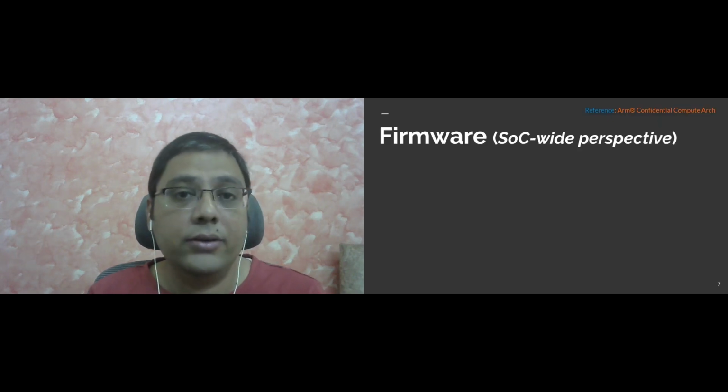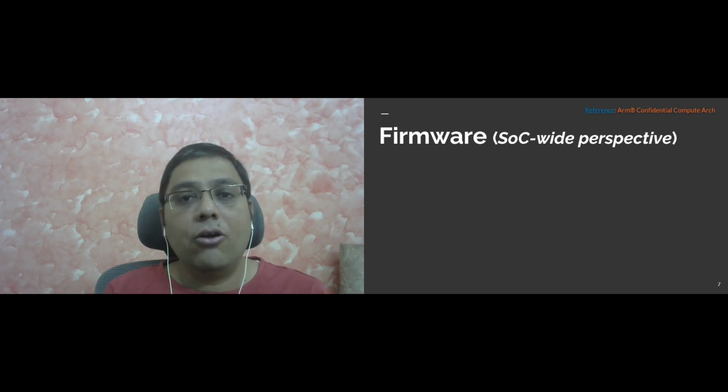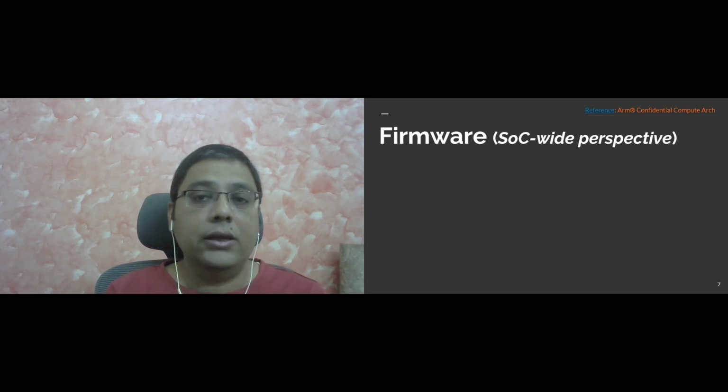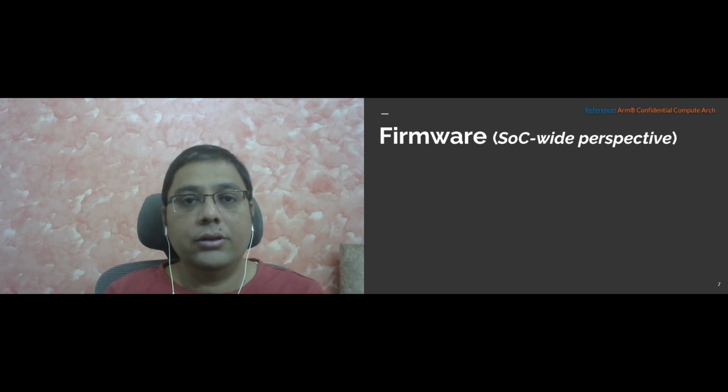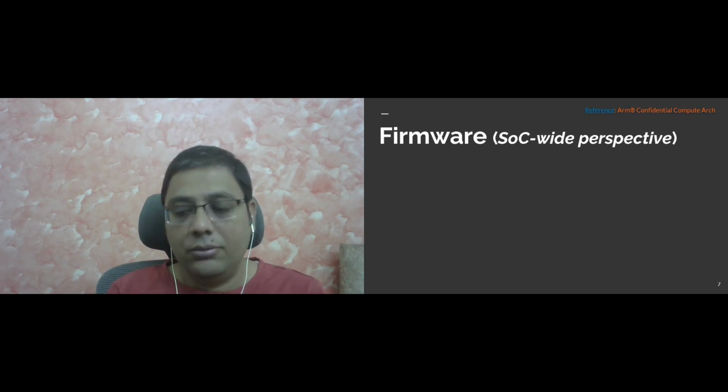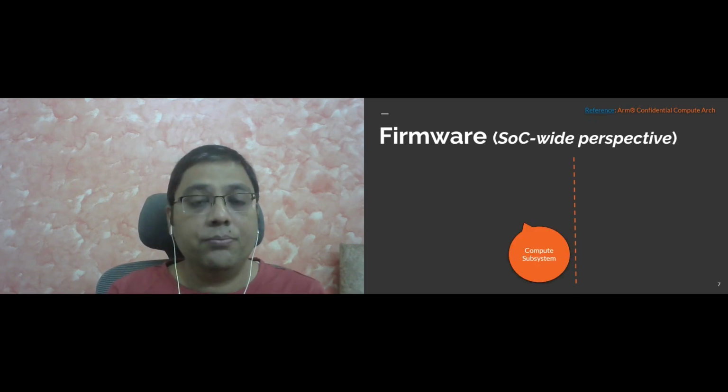Now, we go a step further. Considering a complex ARM-based SoC, say the ARM Neoverse based automotive SoC, we can broadly divide the SoC into the compute subsystem and the peripheral subsystem.